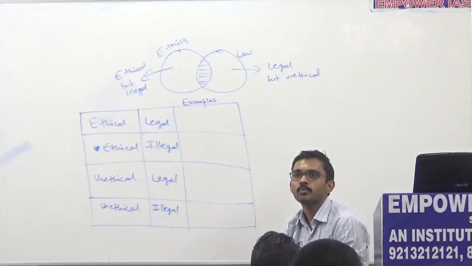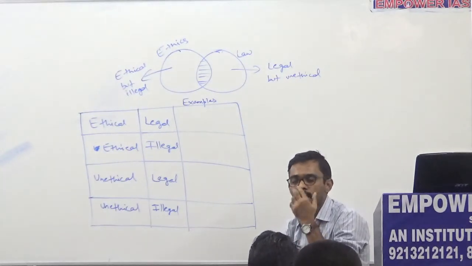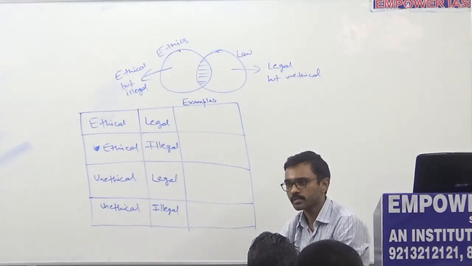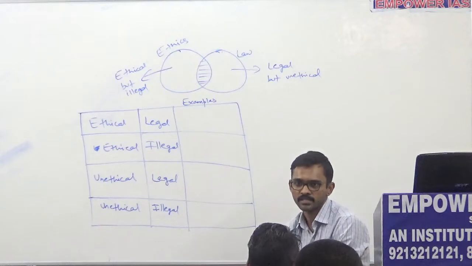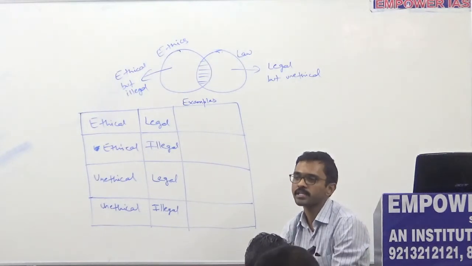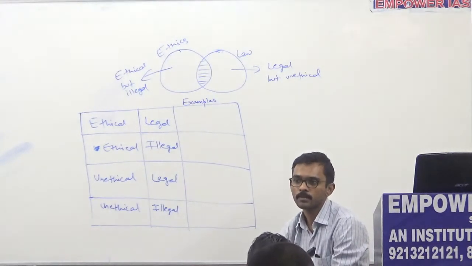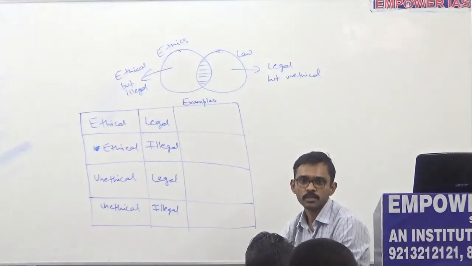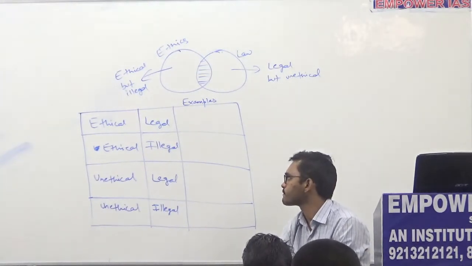Similarly, what Mahatma Gandhi did during the freedom struggle, civil disobedience, satyagraha, etc. All those activities were prohibited by law. They were against the British law at that time. But again those acts were considered to be ethical.